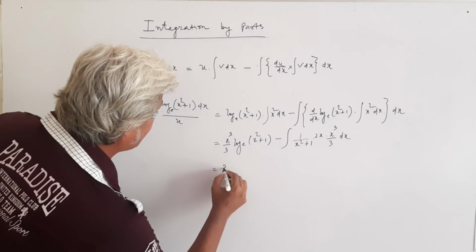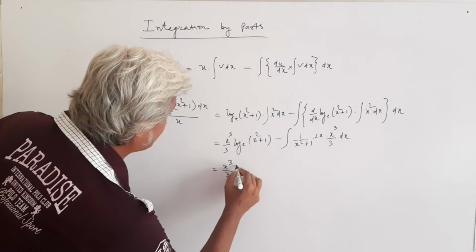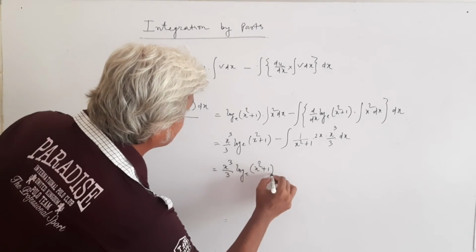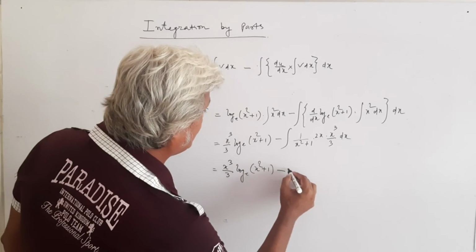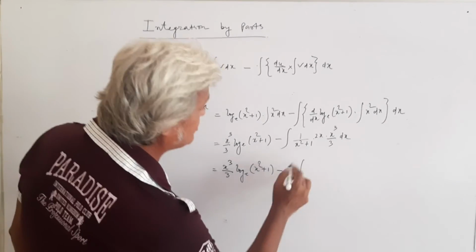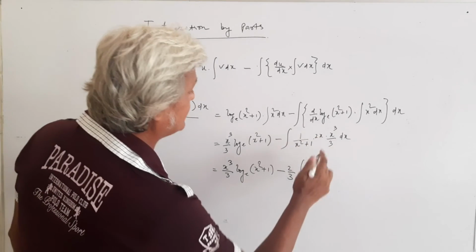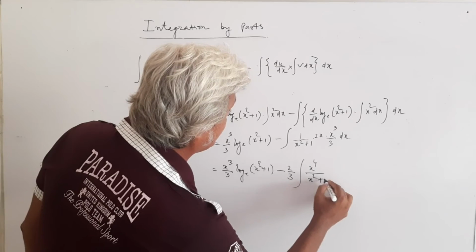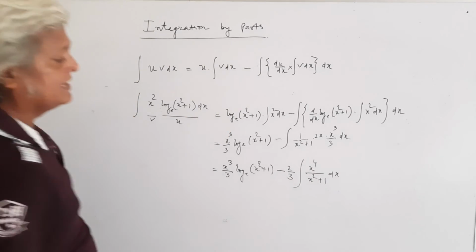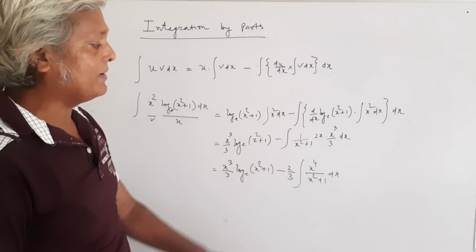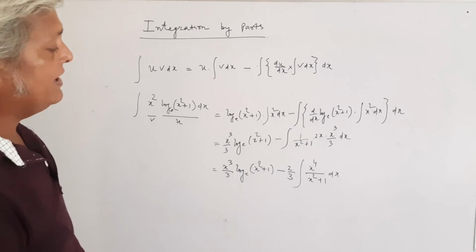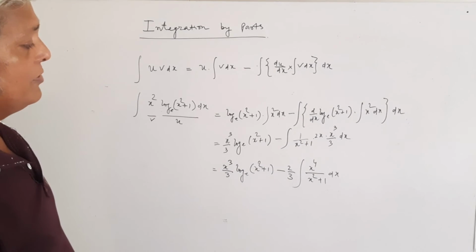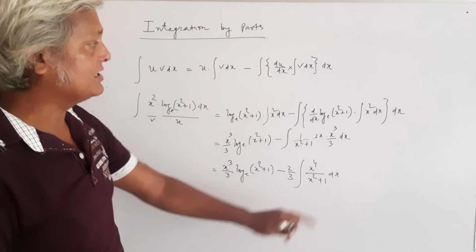So this is x cube over 3 log to the base e of x square plus 1, minus 2 over 3, I take it outside, this is 2 over 3, and this becomes x to the power 4 upon x square plus 1 dx. Now this is not integration by parts, this is the normal way of solving this question. How can you solve this one, the integration of x to the power 4 over x square plus 1?